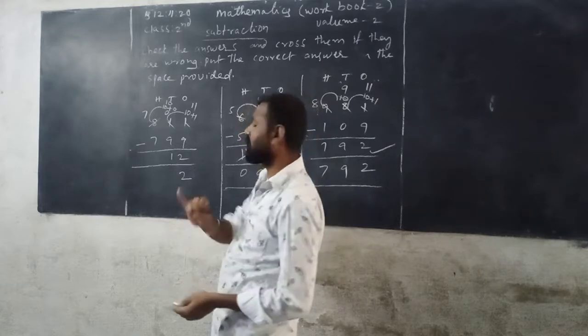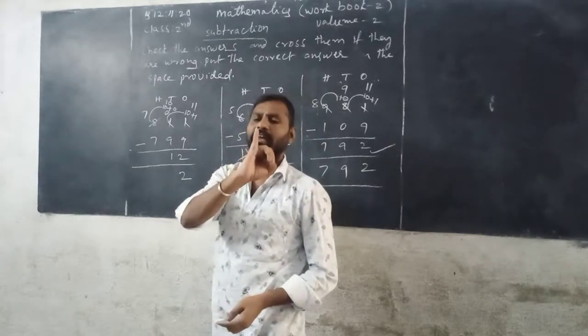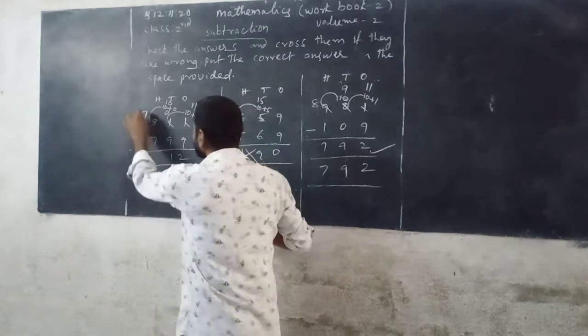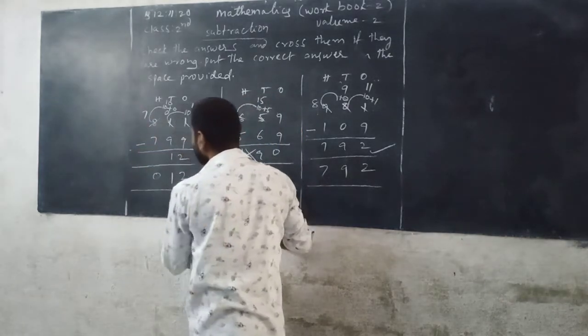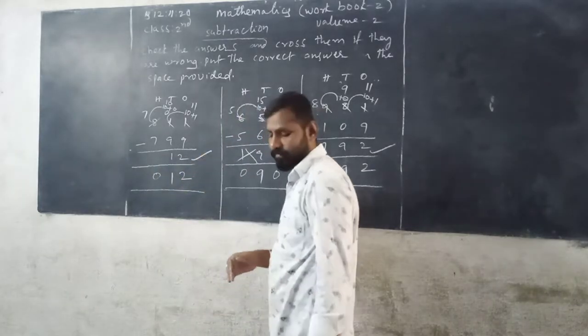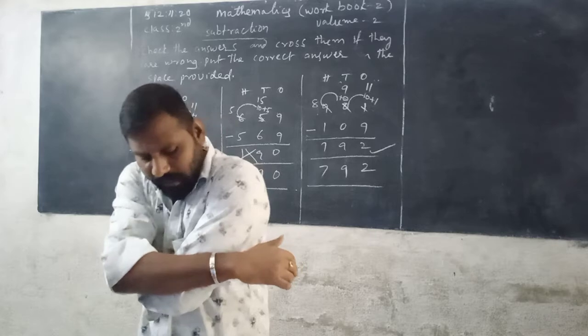So 9 after, you can count 1 finger, you will get 10. 9 after 1, 10. So you can write here 1. Next 7 minus 7, 0. So 0, 12 means 12. The given answer is correct. Then write tick mark. Now next.